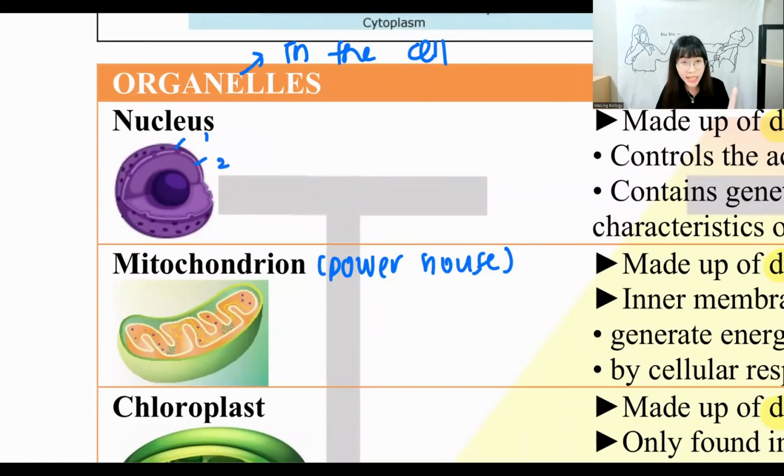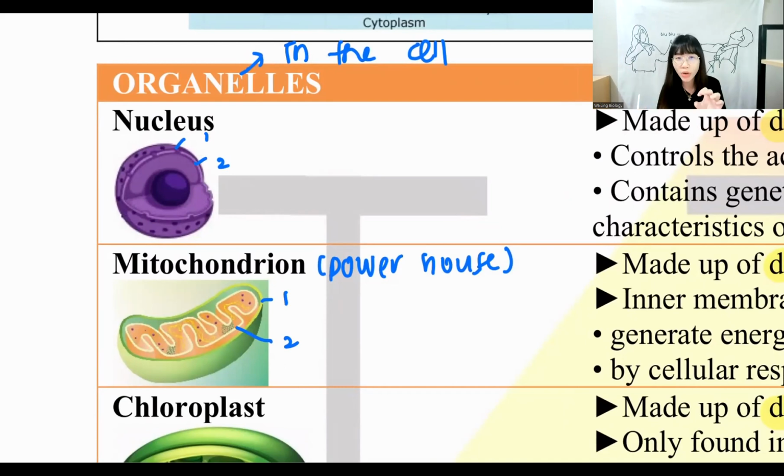We have the first layer and the second layer. The darker one on the outside is the first layer. The lighter one is the second layer. Mitochondria also have two layers. The one in green color is the first layer. The one in orange color is the second layer. In mitochondria, the inner membrane is folded. If you notice, they are folded, right?